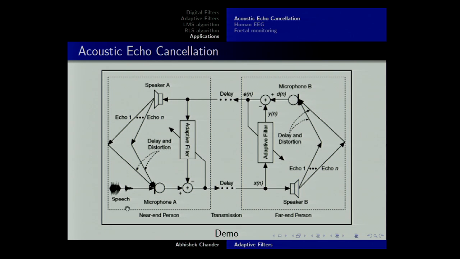And this is our noise, our voice. And what we don't want is Steve to hear his voice again when his voice bounces from the room back to him. So I'll do a demo for this. Hopefully this should work.